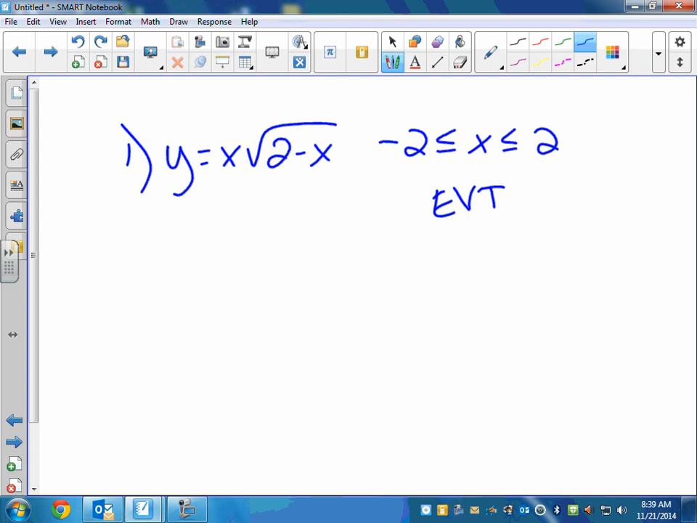Oh, it's a closed domain, so that means 100% there's going to be a max and there's going to be a min, because I have to check negative 2 and 2 plus any critical point. So think about that as you're doing these problems. Then I've got to find the derivative.